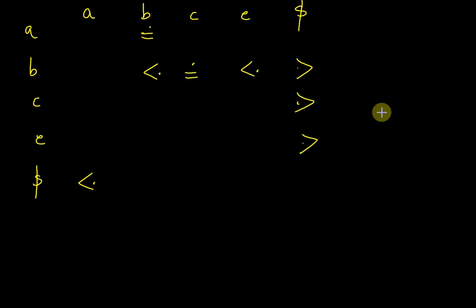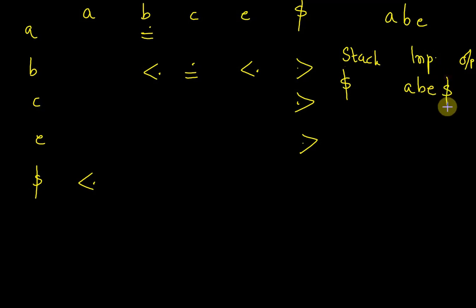Now let's take one string and see how the string is getting parsed. Consider that the string which is given to you is ABE. Initially, there is stack, there is input, and there is output. So this is stack. There is special symbol dollar. You store the input and at the end you put dollar.